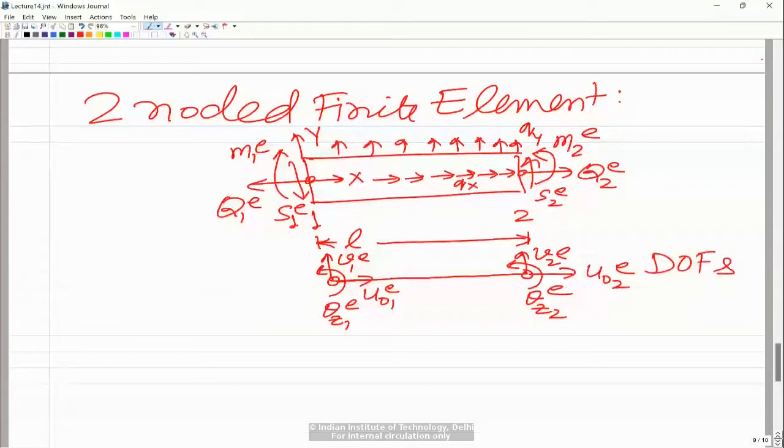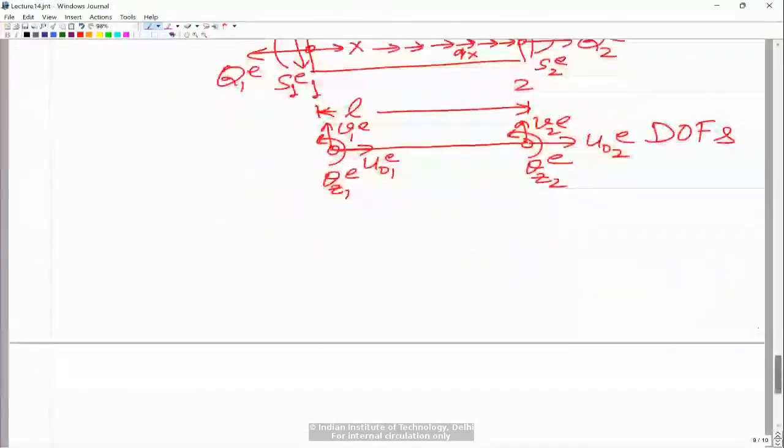Although this is similar to the frame element based on Euler-Bernoulli beam theory, where there also we had 3 degrees of freedom at each node, u naught, v and theta, there theta was actually dv by dx. Here this theta z is independent of v. It is not dv by dx, but an independent variable.